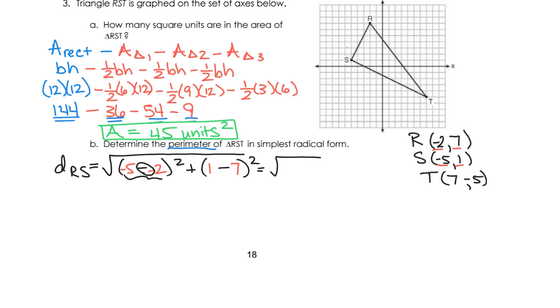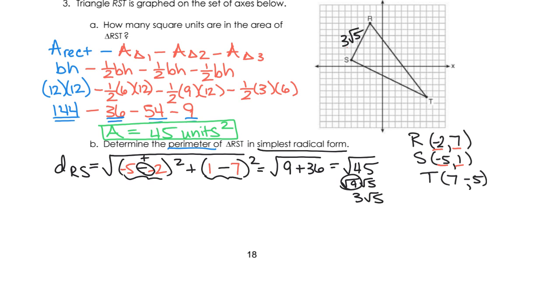This is really -5 plus 2, which is -3, and -3 squared is 9. Here, 1 minus 7 is -6, and -6 squared is 36. And if I add them together, I get the square root of 45. Okay, now they did say simplest radical form, so I'm going to go ahead and break this up into 9 and 5. And that becomes 3 square root of 5 for the length of RS.